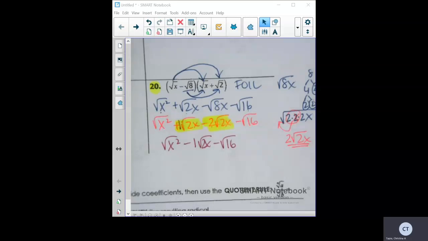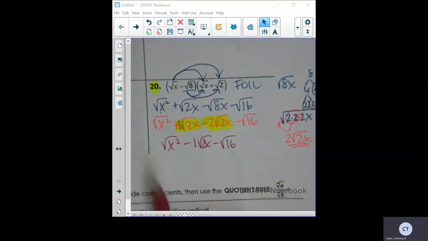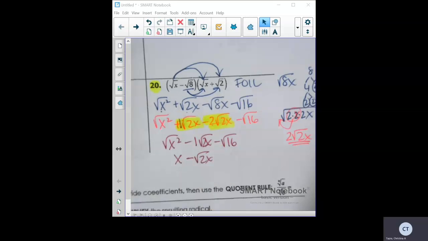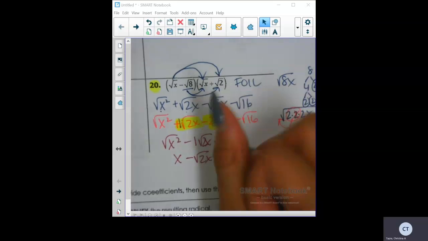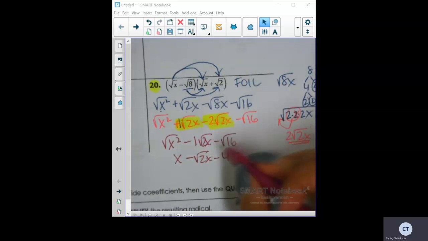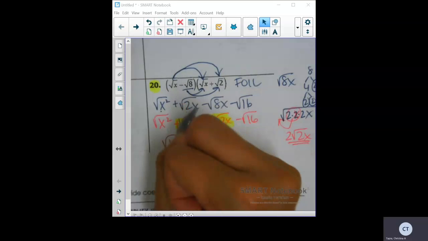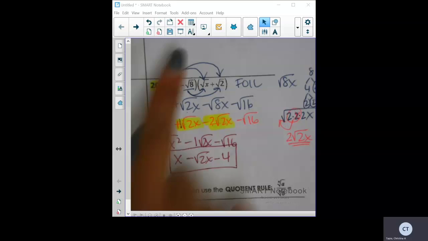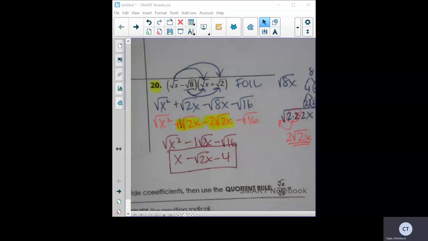I could have done this simplifying of the square roots at the front and the back before, but I just waited till now. What's the square root of x squared? X minus the square root of 2x. You don't have to put the 1. What's the square root of 16? Minus 4. And I'm recopying the subtraction sign. This is my ugly answer. It looks disgusting, but it wasn't too difficult. These are the kind of answers you're probably going to see for the foiling questions like we saw above. So question 17 was unique though.